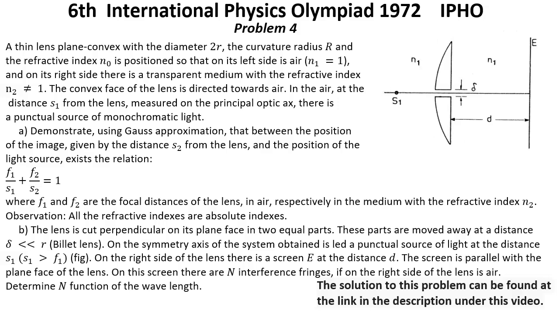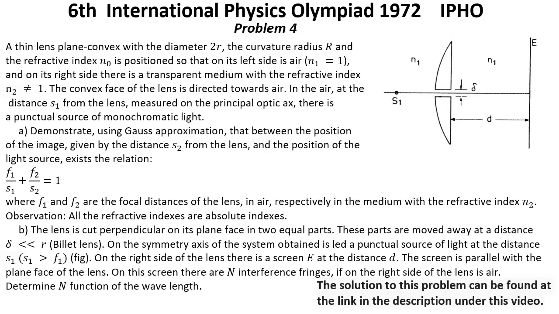Question B. The lens is cut perpendicular to its plane face in two equal parts. These parts are moved away at a distance delta much less than r. Billet lens. On the symmetry axis of the system obtained is a LED, a punctual source of light, at the distance s1 greater than f1. On the right side of the lens there is a screen E at the distance d. The screen is parallel with the plane face of the lens.